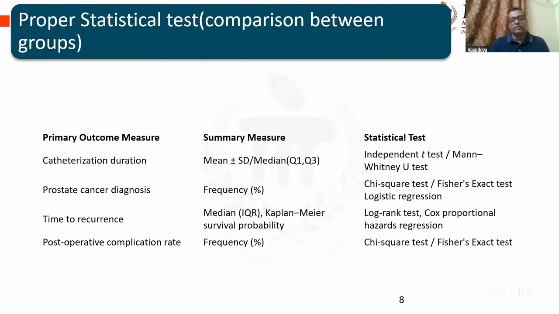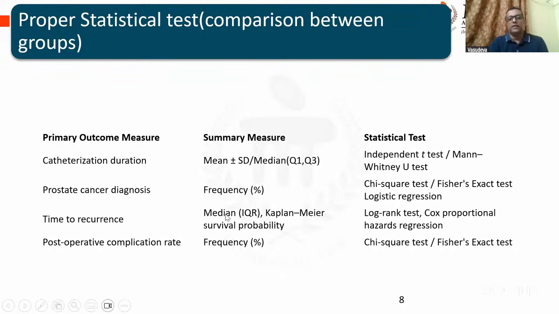For categorical variables, I want to see whether the percentage of a particular characteristic, or maybe the complication rate, is the same in one group as compared to the other group. If it's time to recurrence, I'd like to see whether the median time to event is the same in one group as compared to the other. So there are different types of statistical research questions depending upon the summary measures we use, and accordingly I'll choose a statistical test. The independent sample t-test I'll use when I'm comparing the means between two groups. The Mann-Whitney U test I'll use if I'm comparing the medians. The chi-square test we'll use if I'm comparing the frequency and percentage between the two groups.